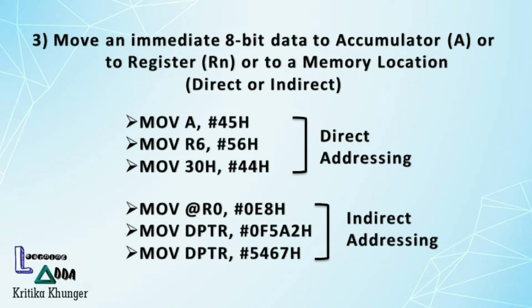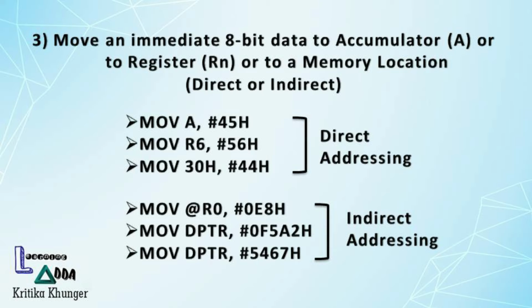If the instruction is like this, move A, 45H, we say that we are moving the content of memory location 45H to accumulator, but we are using over here hash 45H, so we say we are moving the immediate 8-bit data 45H to accumulator. The second instruction is move R6, hash 56H. We are moving immediate 8-bit data 56H into R6 register. Third is move 30H, hash 44H, sorry. You can see over here 44H is the 8-bit data and 30H is the memory location.